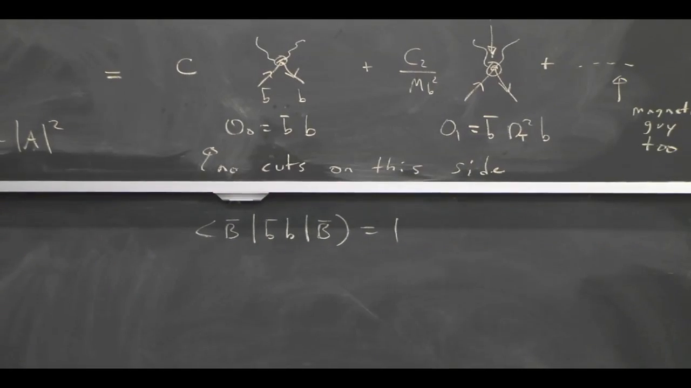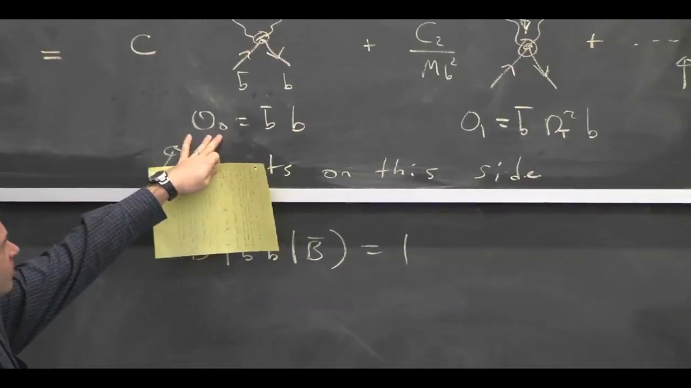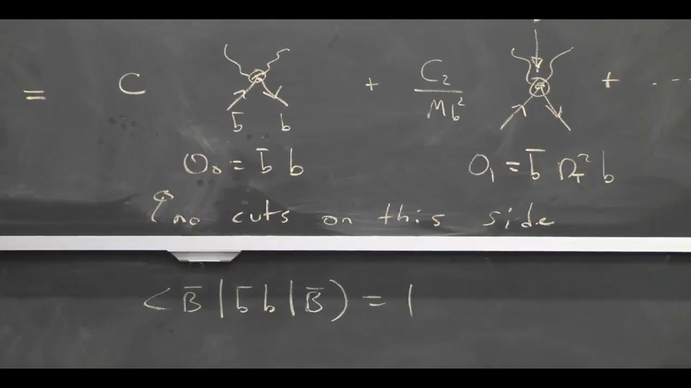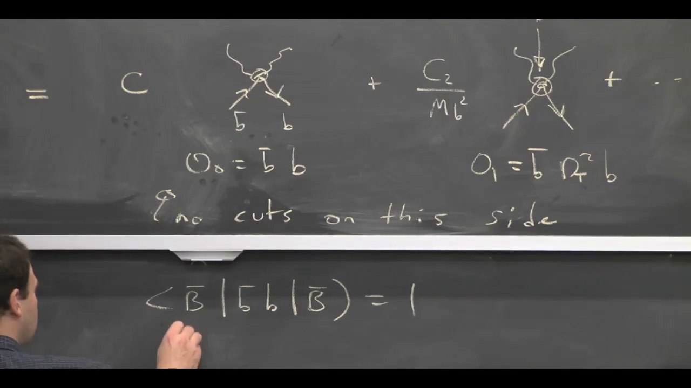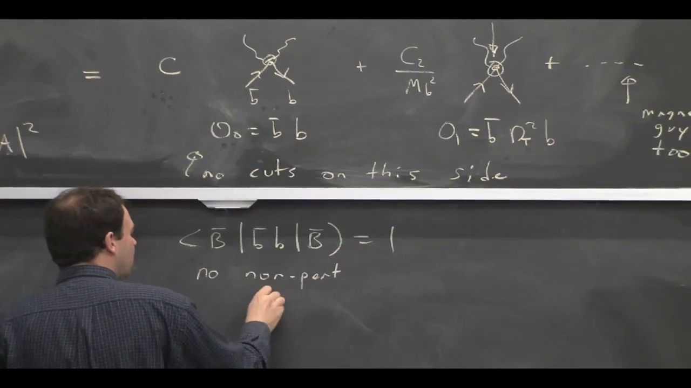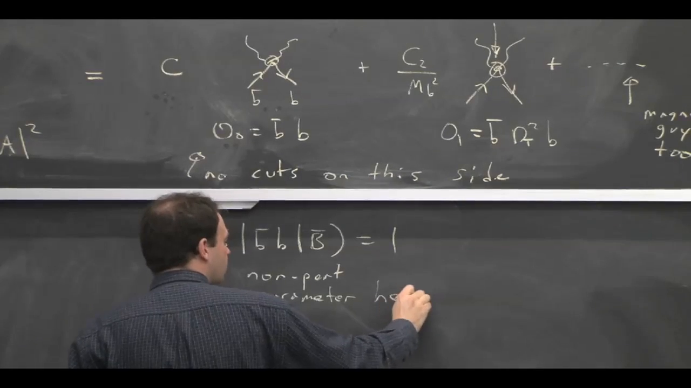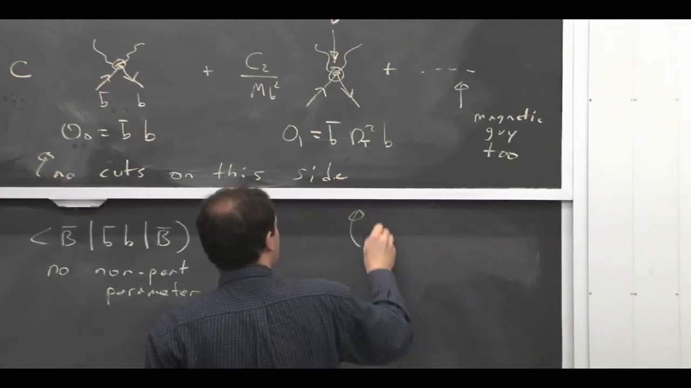Okay, so this is 1 to all orders, so that actually means that we don't even have a non-trivial matrix element here. We just have a Wilson coefficient. So everything in the first order term is completely calculable. No non-perturbative parameter because of symmetry. And this guy here is the power correction.